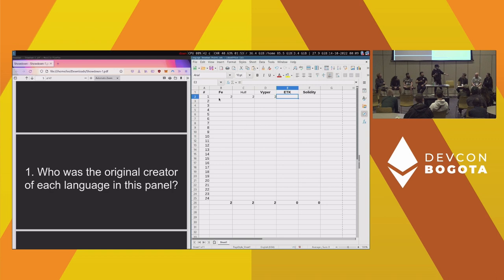Okay, next one. I put Solidity, Chris Reitwiessner; Vyper, Vitalik; ETK, Matt Garnett, Sam Wilson; Fe, I put Grant, but apparently that was wrong; and Huff, I had no idea. For Solidity, we put Gavin and Chris. For Fe, Grant. And we ran out of time for the others.